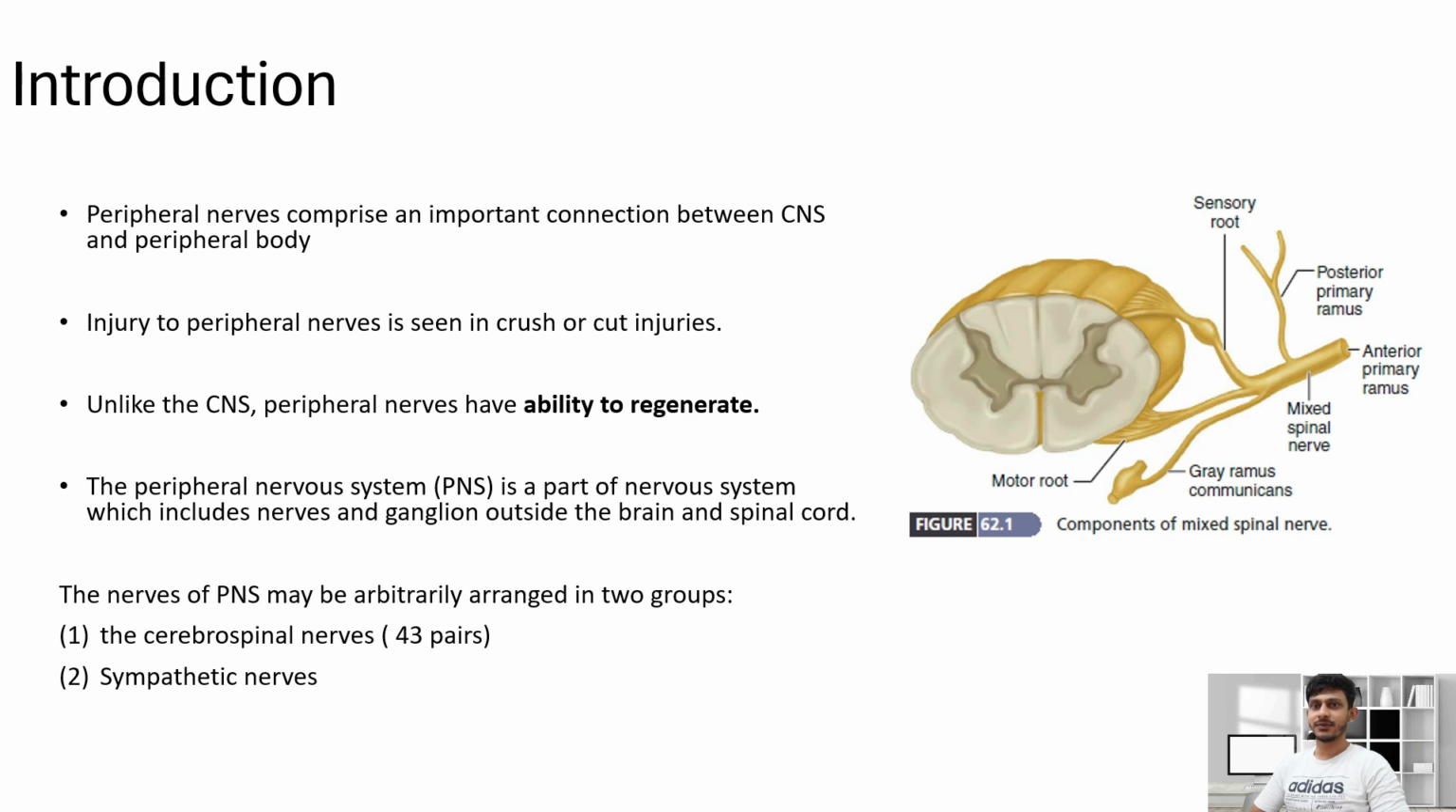Good morning, guys. Today we're talking about nerve injuries. Nerve injuries, Wallerian degeneration, classification of nerve injuries, and something called tunnel sign.